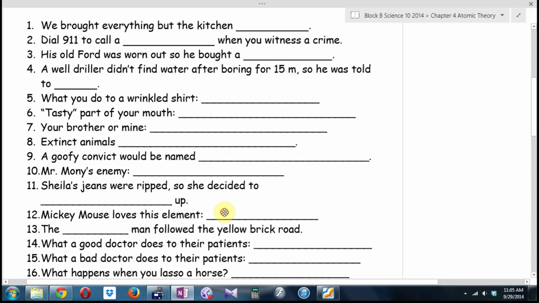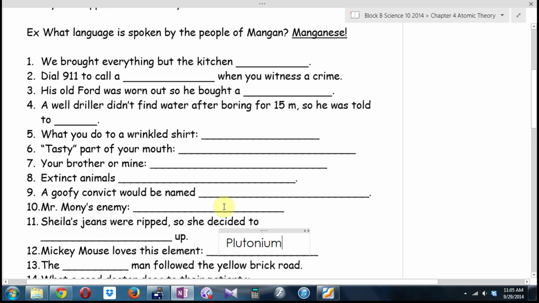For example, what's the answer to number 12? Mickey Mouse loves this element. Which one? Really? I thought that one was an obvious one. Plutonium, because his dog is Pluto. They're terrible. To make you laugh, see if you can get some of these, and if you can't get them, I'm not going to freak out.